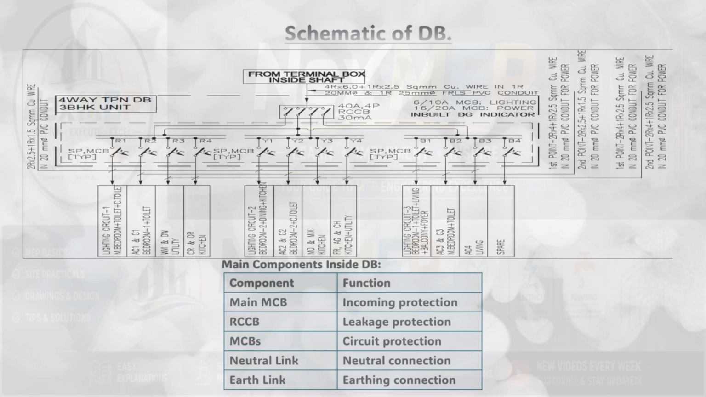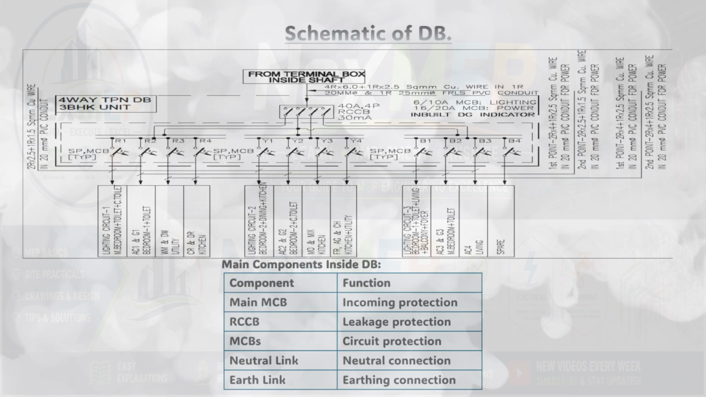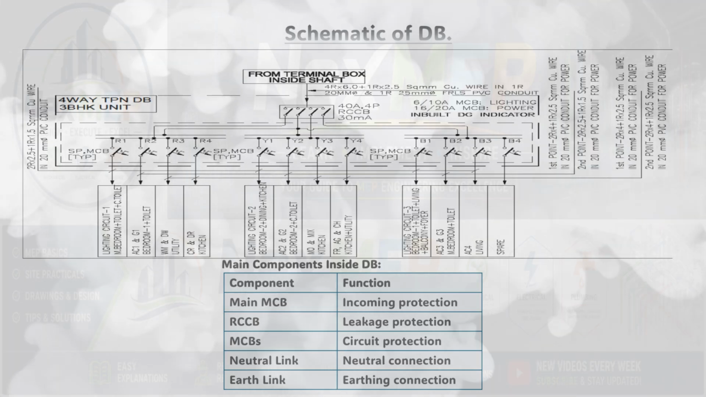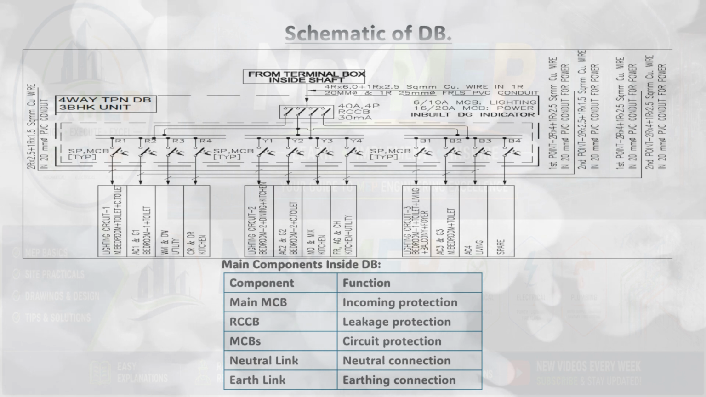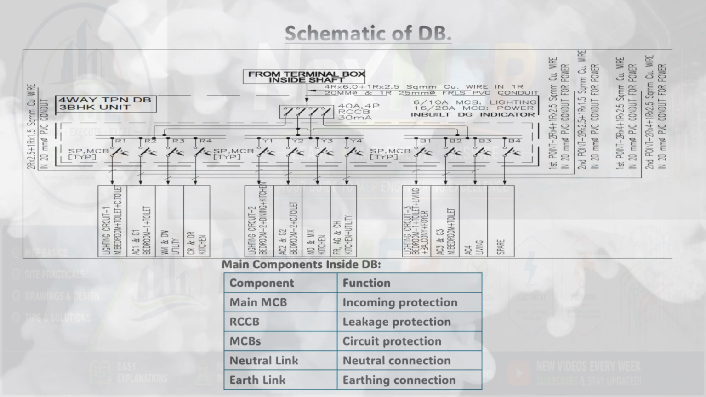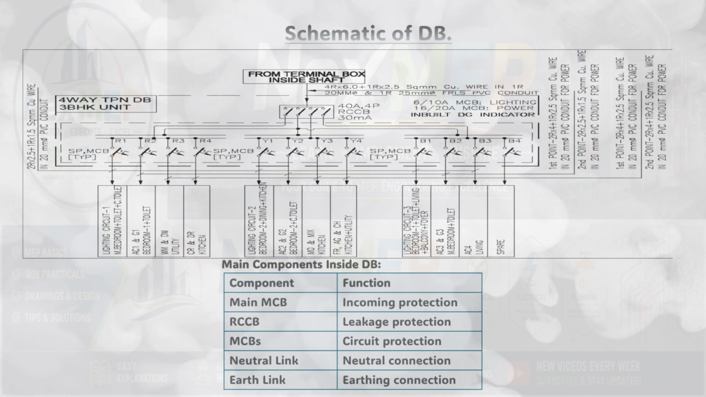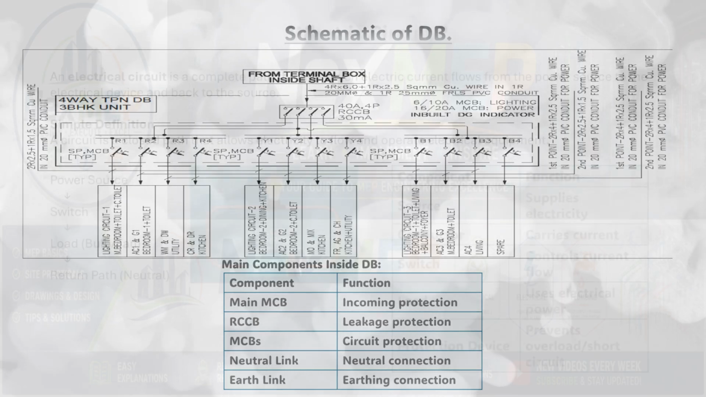Now let's look inside a DB, what components are present and what each one does. Component, function: main MCB, incoming protection for the entire DB; RCCB, earth leakage and shock protection; MCBs, individual circuit protection; neutral link, connects all neutral wires; earth link, provides earthing connection. When you look at a DB schematic drawing, you can see exactly how circuits are organized. For example, in a 3 BHK apartment you'll see separate circuits for lighting, power, AC, kitchen appliances, and utility loads. This is very important knowledge for reading and understanding electrical drawings on site.